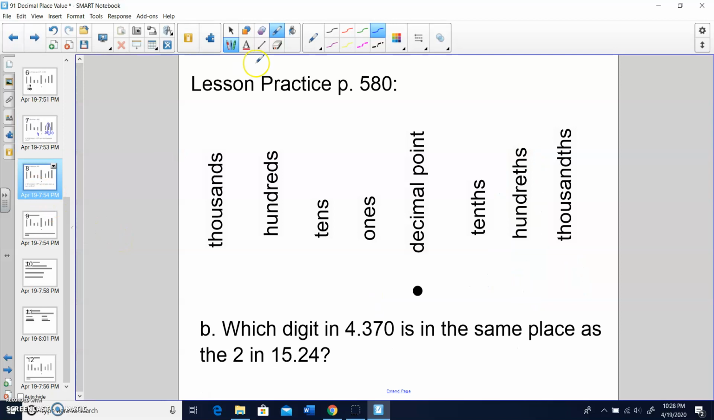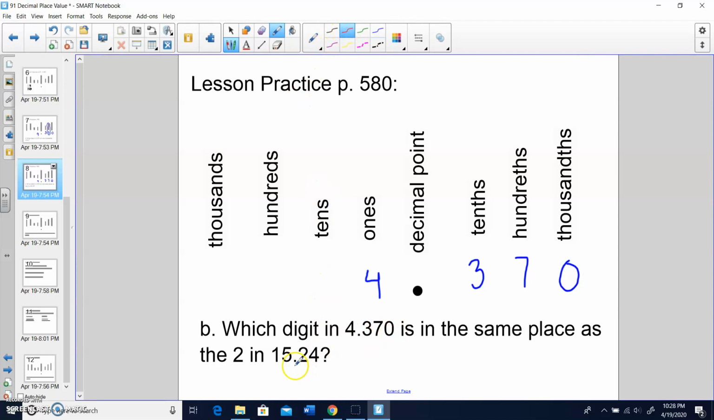Okay, B. Same story. Have my place value chart. Which digit in 4 and 370 thousandths is the same place as the 2 in 15 and 24 hundredths? Okay, so this time I'll do the same. I start with my 4, and then 3, 7, and 0. Okay, so I have all of those lined up in the right spots.